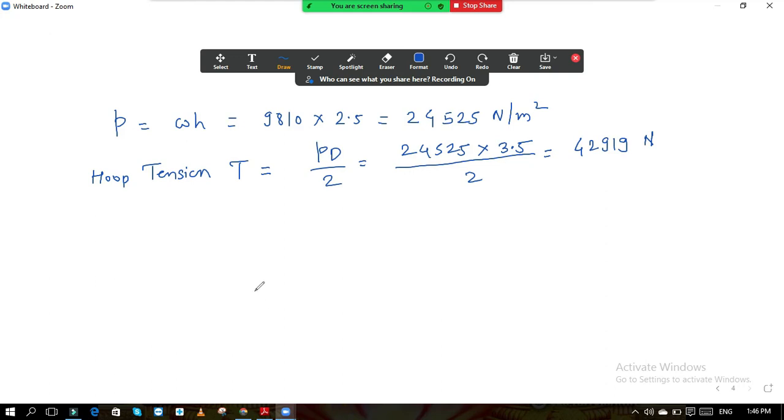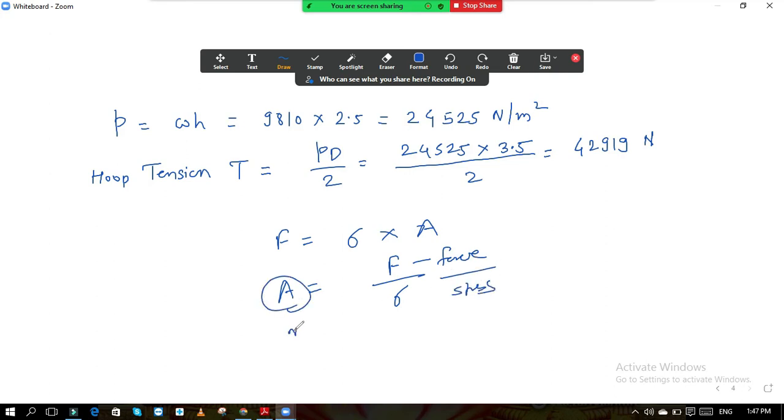So we will calculate now steel required for 1 meter height. Now this is the hook tension we got, so now we know the force. The simple basic formula you know is that force is equal to stress into area. If I want to calculate the area, then I divide this force by stress. This is the simple fundamental concept that we are going to use over here.